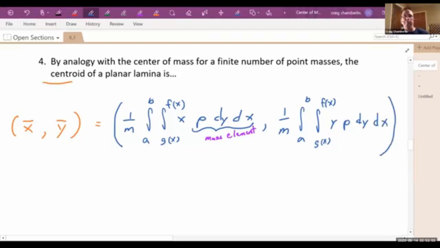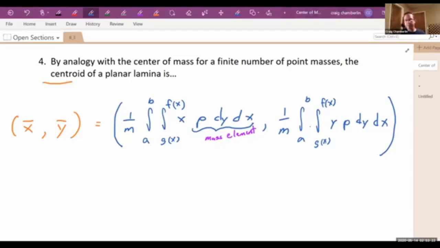Okay. So that first guy is x bar. After the comma, that's y bar. And it's written in the form of an ordered pair to emphasize the fact that if you calculate those coordinates, that will be the center of mass for any particular planar lamina.